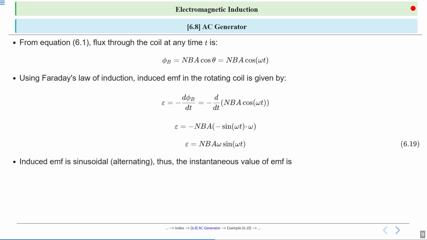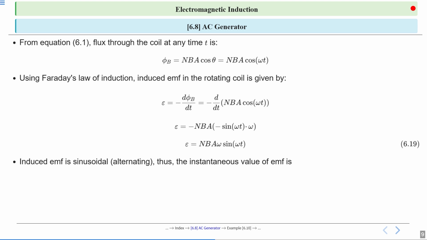Induced EMF is sinusoidal, alternating. You can see EMF is represented in terms of a sine function. N is constant, B is constant, area is constant, and omega is also constant, since we have taken the coil to be rotating with constant angular velocity omega. So what is variable here? Sine omega t. So the EMF is varying sinusoidally. That means this EMF is alternating; it is changing its value after equal intervals of time.